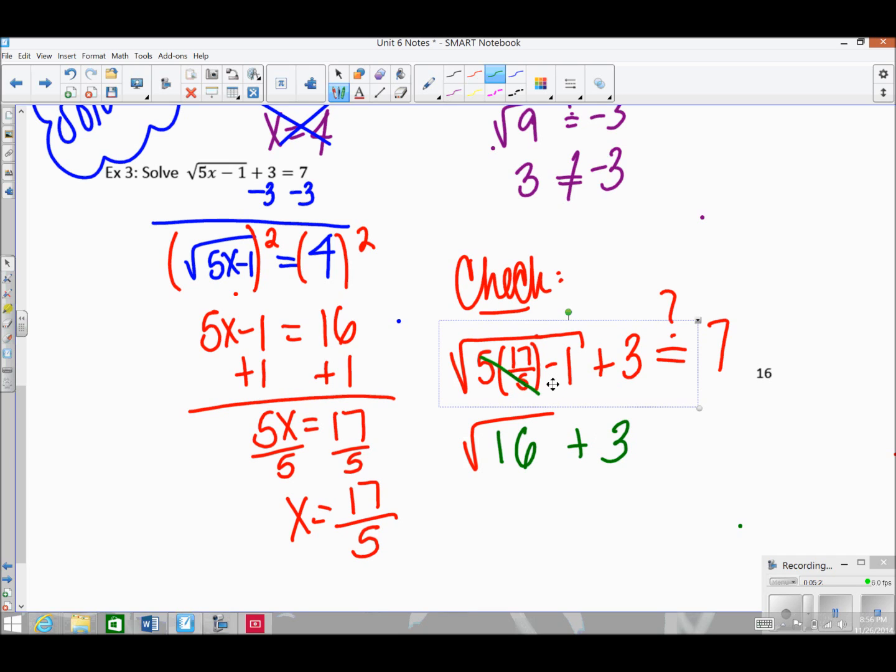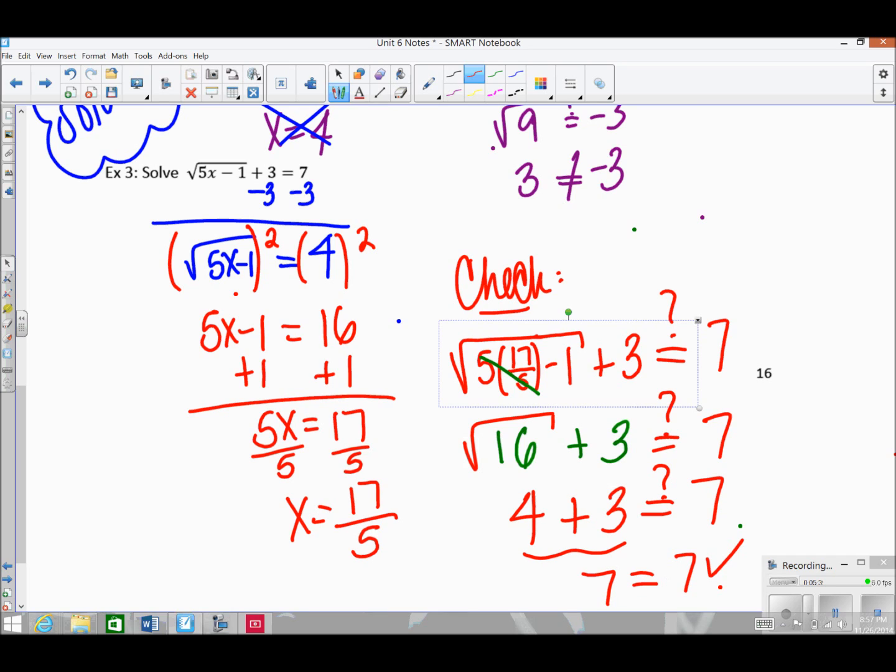And then the plus 3 is outside of the radical. I'm trying to see if this equals 7. So here I'm going to have 4 when I square root 16, plus 3 equals 7. Combined, we get 7 equals 7, so it checks. So x equals 17 over 5 is a solution.